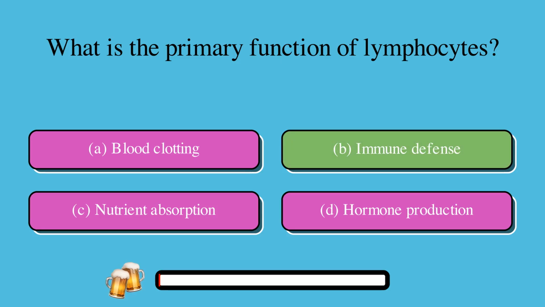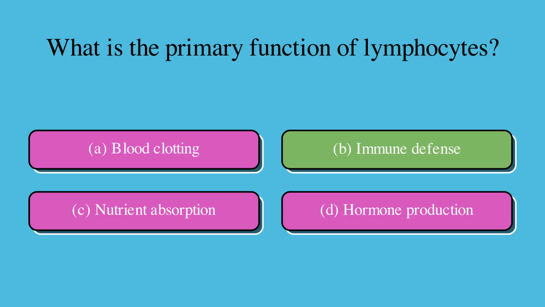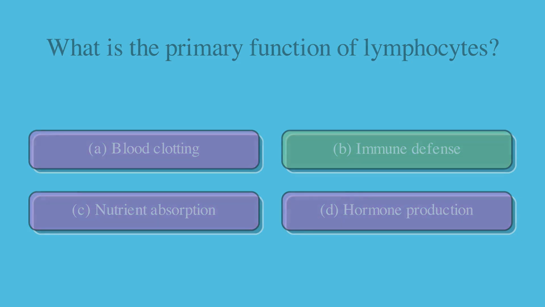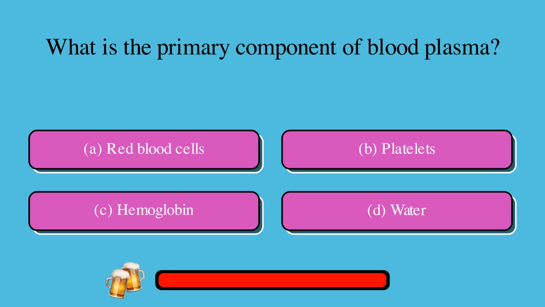The correct answer is B, immune defense. What is the primary component of blood plasma? A, red blood cells, or B, platelets, or C, hemoglobin, or D, water? The correct answer is D, water.